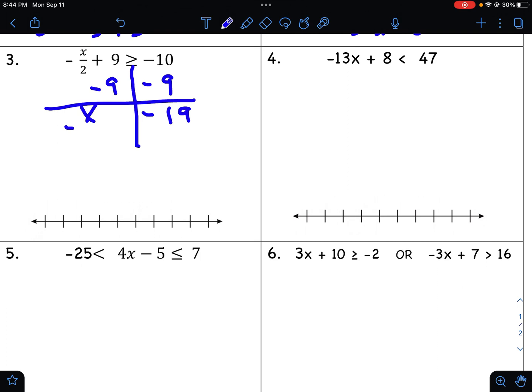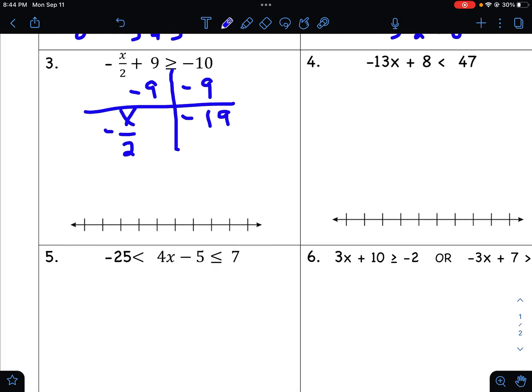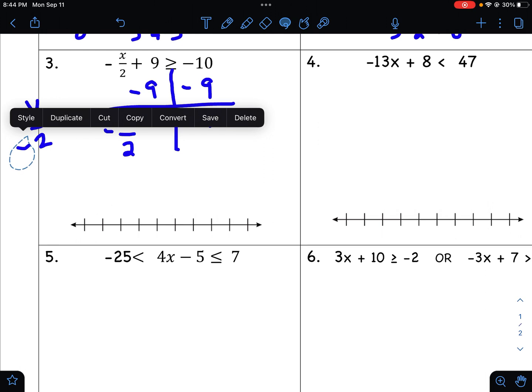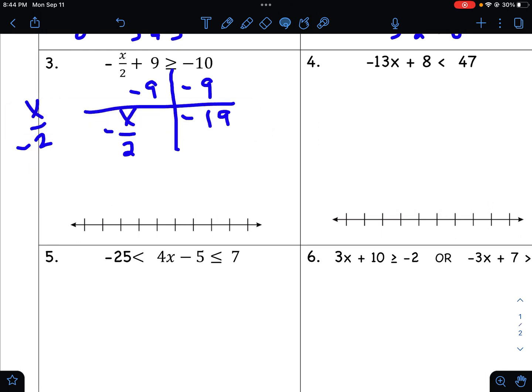Okay, now I know the negative sign is out front, but remember we've talked about how negative x over 2 is the same as x over negative 2. I'm going to read that as if that was a negative 2 rather than the whole thing being negative, because I think that'll make it a little bit easier.